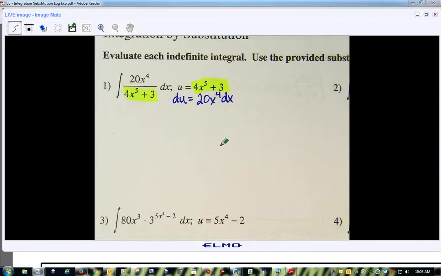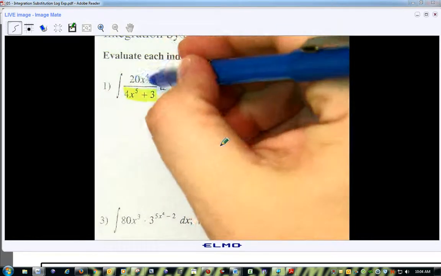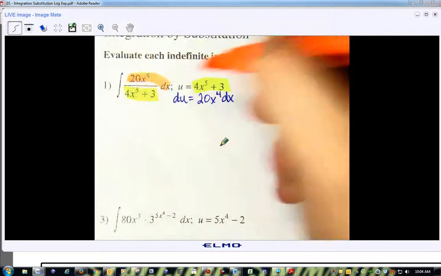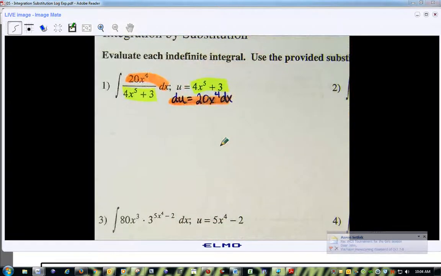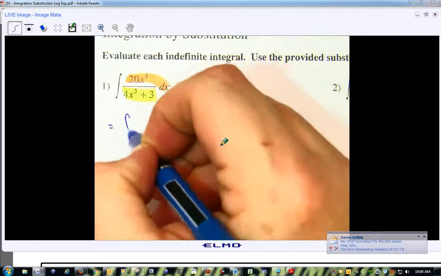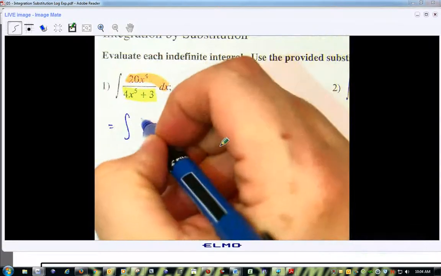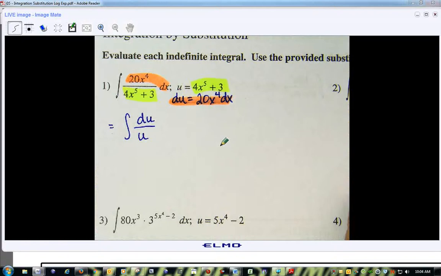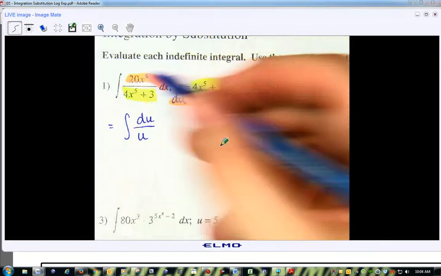Times dx. So I got 20x to the 4th dx. Do I have that? Yeah, I have my dx, which is right here. So that's my dx. So if I go back and I replace everything, I have the integral of du over u, because u is in the bottom and the du goes up in the top.